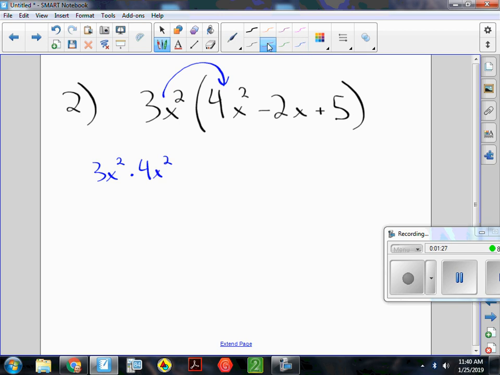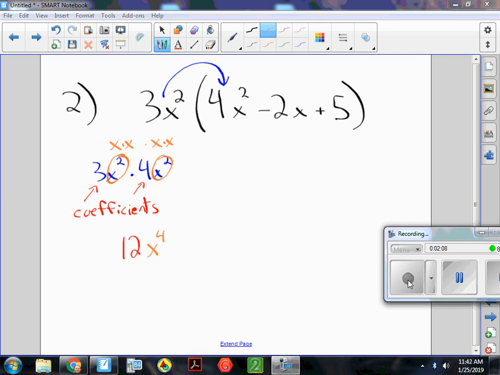When that happens, we take the coefficients, which are the numbers in front of the variables, 3 times 4, and we multiply those. So 3 times 4, which are called, again, the coefficients, get multiplied to become 12. And then the exponents, x squared times x squared. Properties of exponents say that when you multiply the same base, x times x, you add the exponent. So 2 plus 2 is 4. Another way to think about that is you have 2 x's being multiplied and another 2 x's being multiplied. So you have 4 factors of x being multiplied.